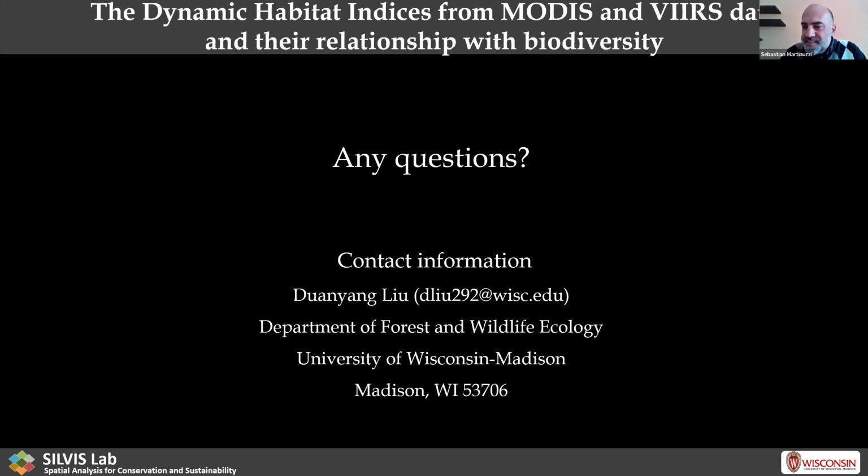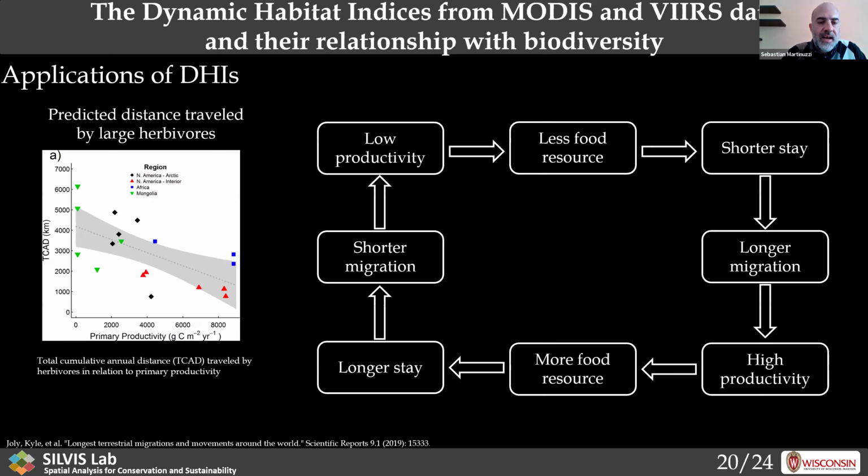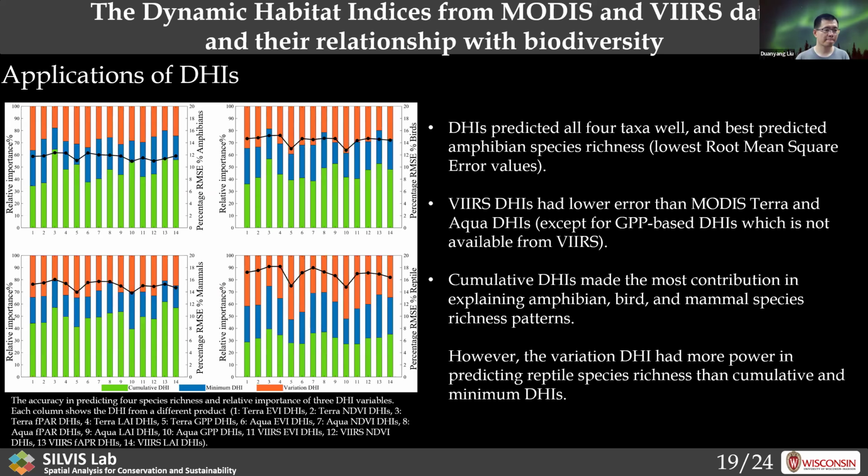Thank you very much for your presentation. My question is, why do you think the models predict better for amphibians than the rest? Why do your models have a better fit for amphibians than for birds, mammals, and reptiles?